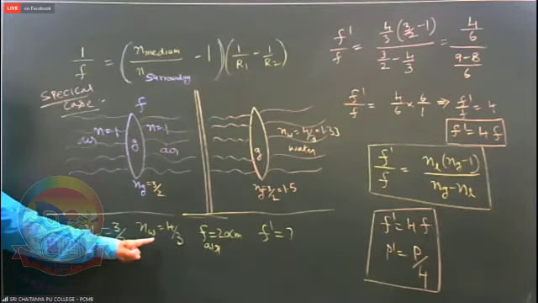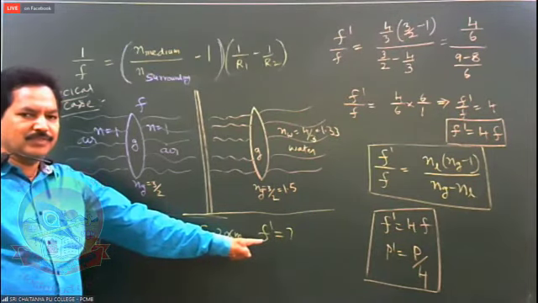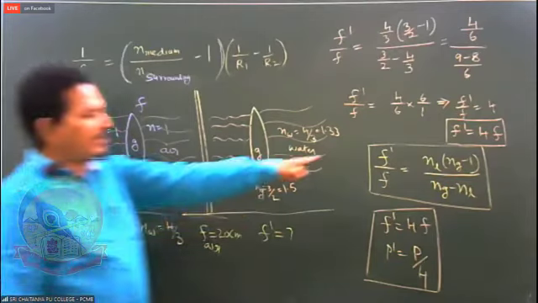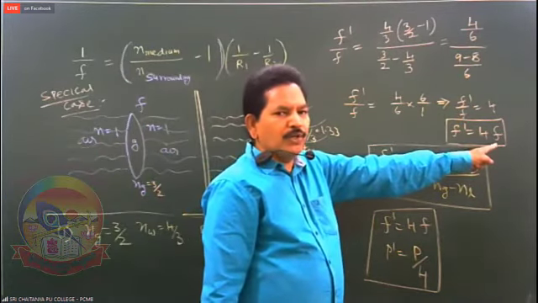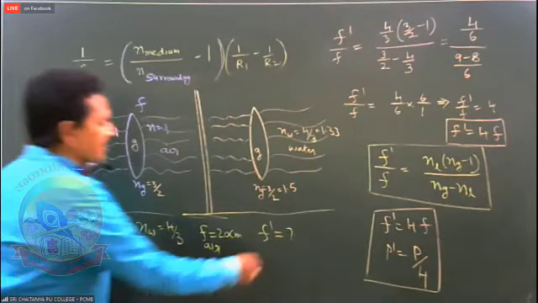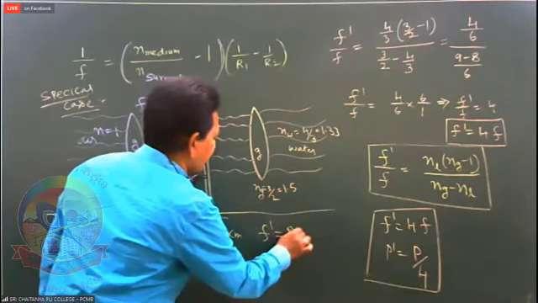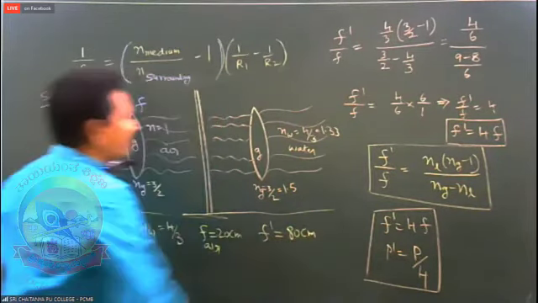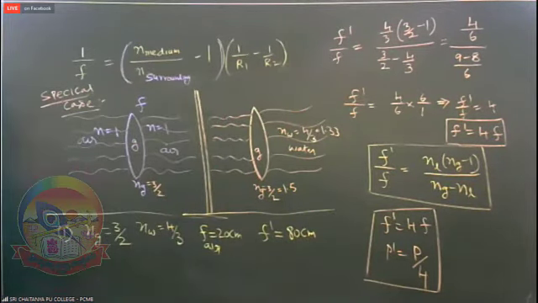Now it is dipped inside water, refractive index 4 by 3. What is its focal length? No calculations. Already we know the result: f dash is equal to 4f. What is the f value? 20. So f dash is my answer, 80 centimeters, or 0.8 meters. One more problem, same.